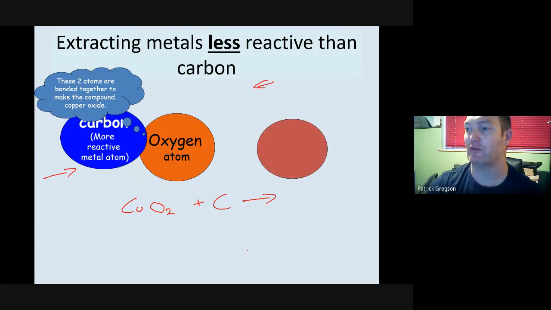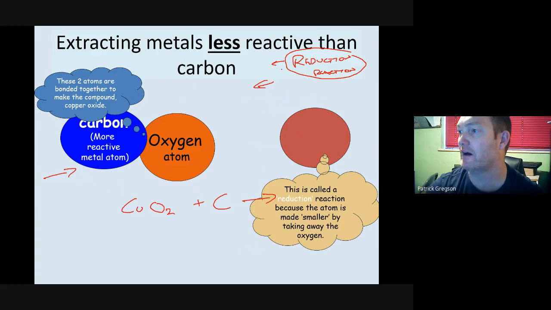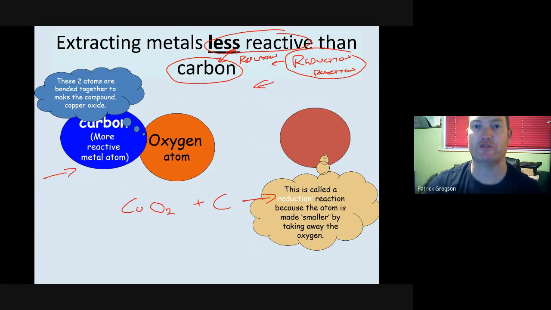Okay, so the carbon replaces the copper, and this is called a reduction reaction. I sort of alluded to that earlier. So on your notes, write down reduction reaction, and put some key points about what a reduction reaction is. So we are replacing less reactive metals with carbon. The less reactive metal and carbon are changing places. So we add lots of carbon to it, and usually you have to heat it up, and that starts the reaction.